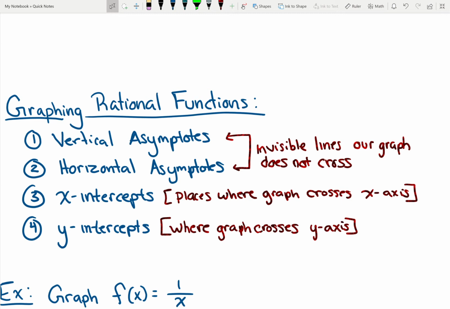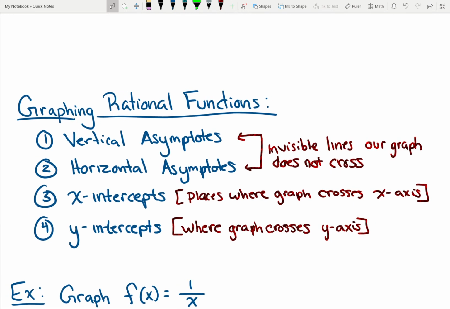So when you're graphing rational functions, there are really four things that I like to focus on. The first one will be the vertical asymptote, second will be the horizontal asymptote, then we've got our x-intercepts and your y-intercepts. Now, don't forget what your asymptotes are, right? They're invisible lines that our graph does not cross.